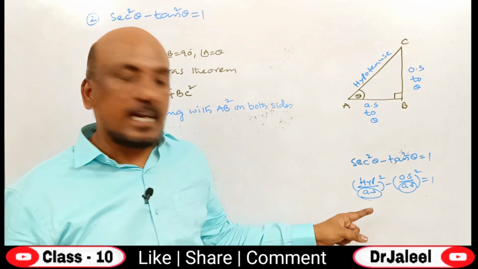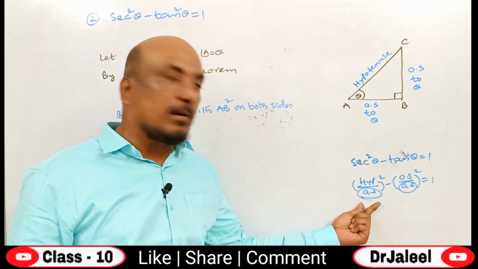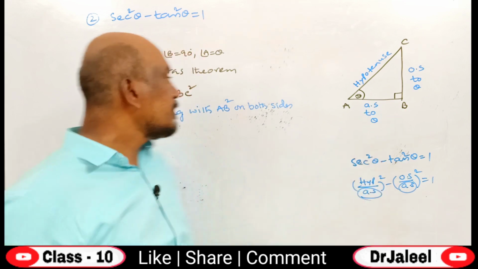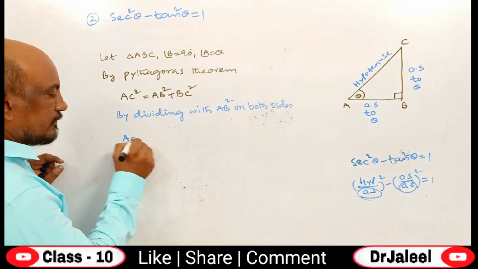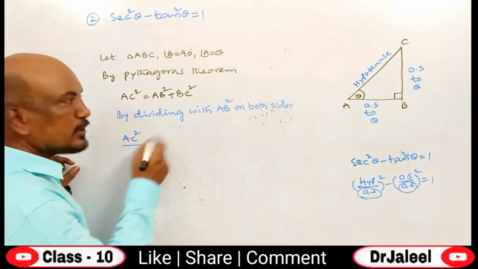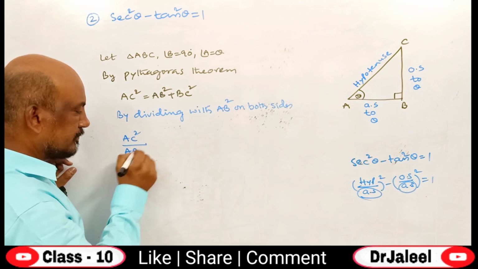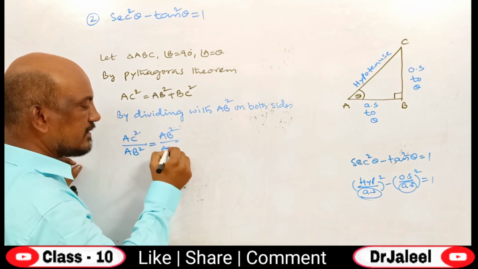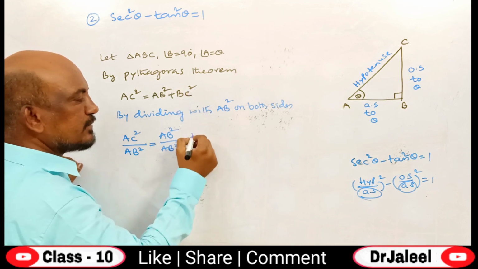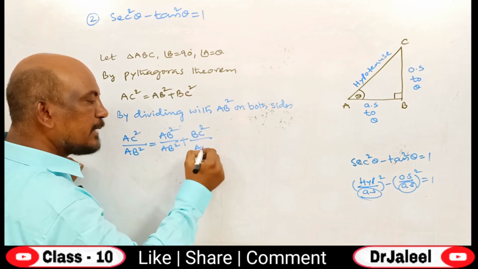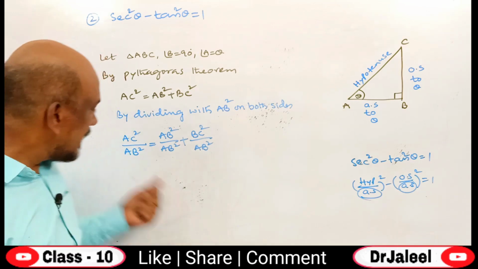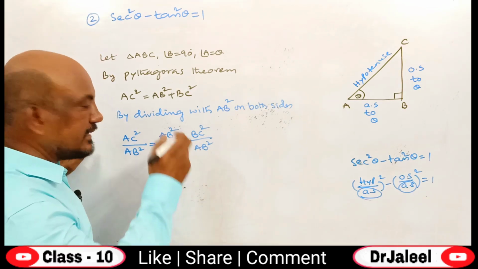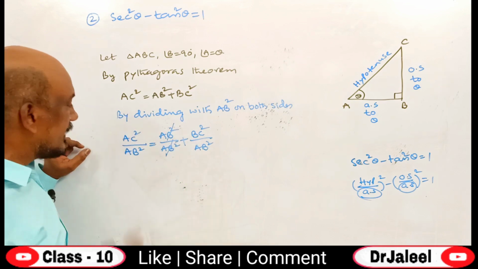So as I need adjacent side in the denominators, I am dividing both the sides with adjacent side square, that is AB square. So let us do that. Left side AC square is there. I am going to divide with what? AB square. Right side again AB square by AB square plus BC square is there. BC square by AB square. So both the sides I divided with AB square. So can you cancel here anything? Yes, these two can be cancelled.